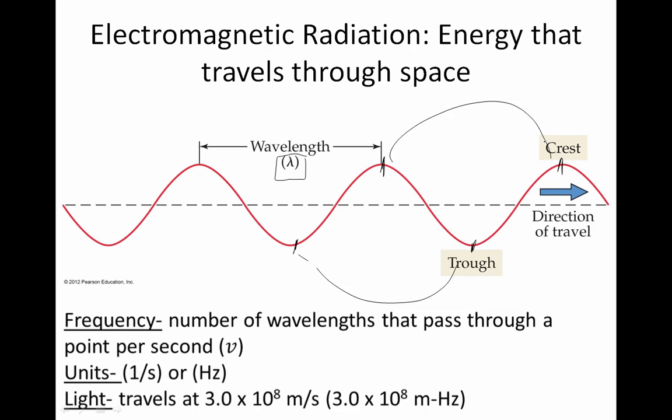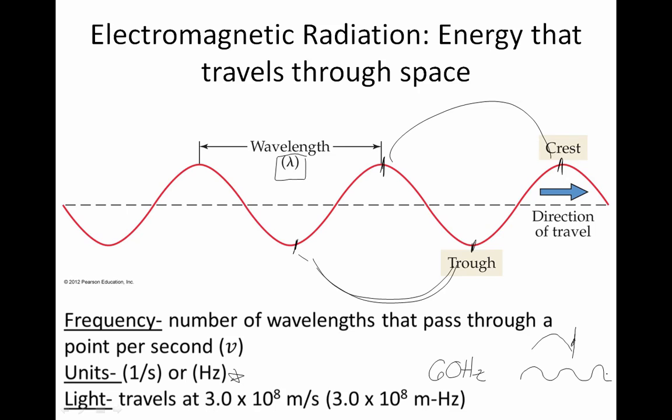Now frequency is the number of wavelengths that pass through a point per second. So meaning, if this is my point, how many of these wavelengths are going to pass through this point per second? And so that's why you get the units of a hertz, which is 1 per second. If something has 1 hertz, that means you had one waveform pass through every single second. What about the 60 hertz that our electricity flows through in our homes? What that literally means is you have 60 of these waves pass through every single second.